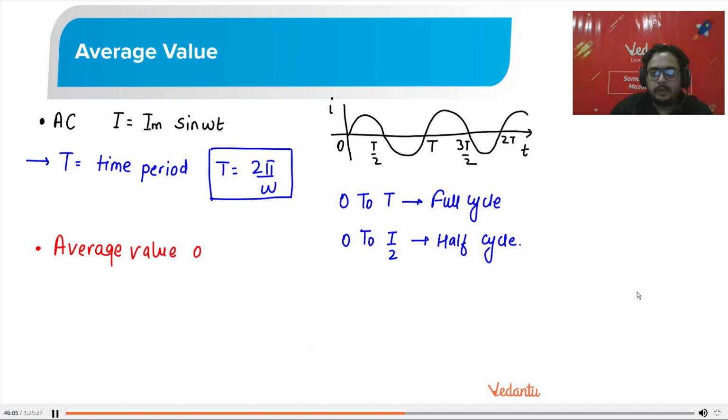All good. So average value of current, can anyone tell me? Average value of current in full cycle, how much will it be?